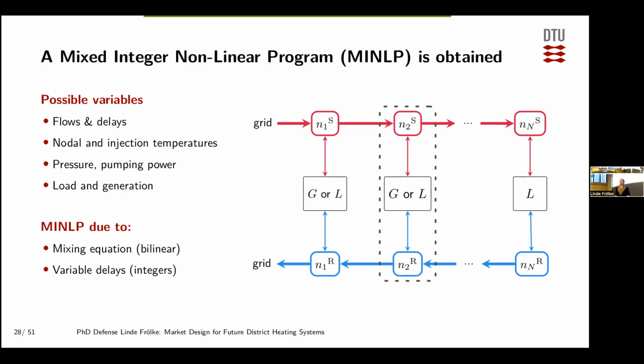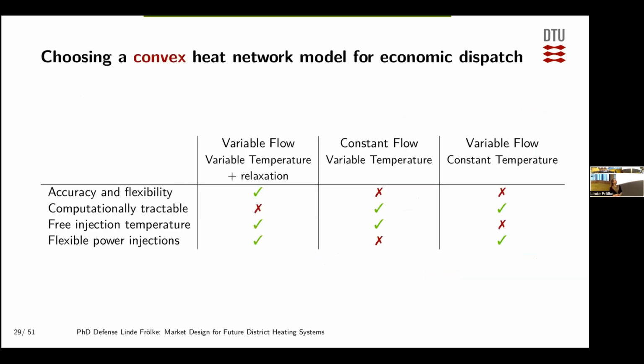In a market context, we often prefer a convex formulation because this allows us to guarantee that we find a global optimum and also that we can use the meaningful dual variables in the formulation for pricing. So the next step is to choose a convex version of this model. Here we considered 3 different options, where the first one was to apply a convex relaxation while keeping both the flow and the temperature variable. This would be the most accurate and most flexible formulation, but it already becomes computationally intractable for relatively small systems. So we needed to simplify that.